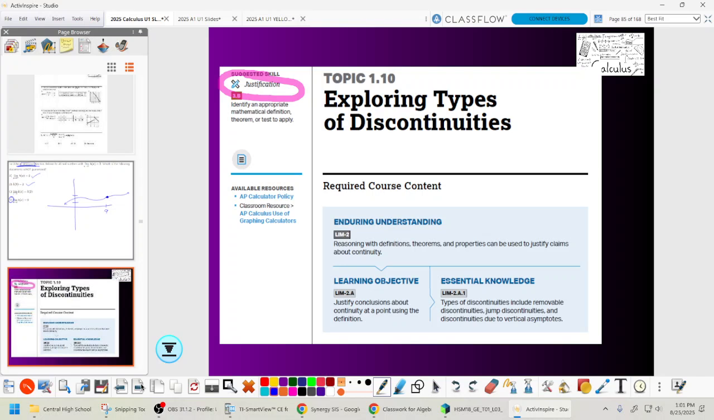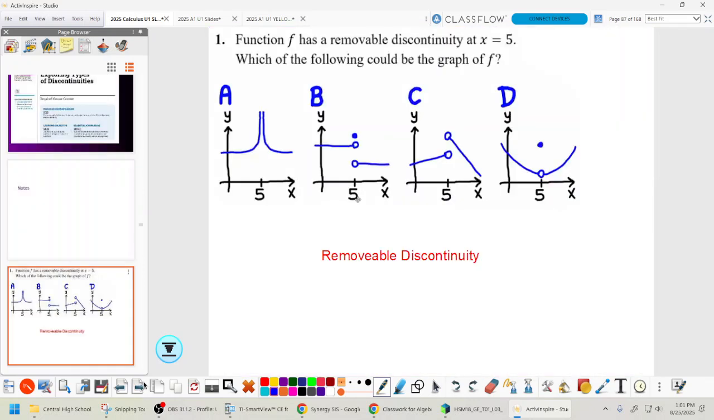This is honestly going to feel like a review of Algebra 2. Maybe Pre-Calc 2, but definitely Algebra 2. So we're not to that packet yet, but just have it ready because it comes right after a few of these slides. So function f has a removable discontinuity at x equals 5.